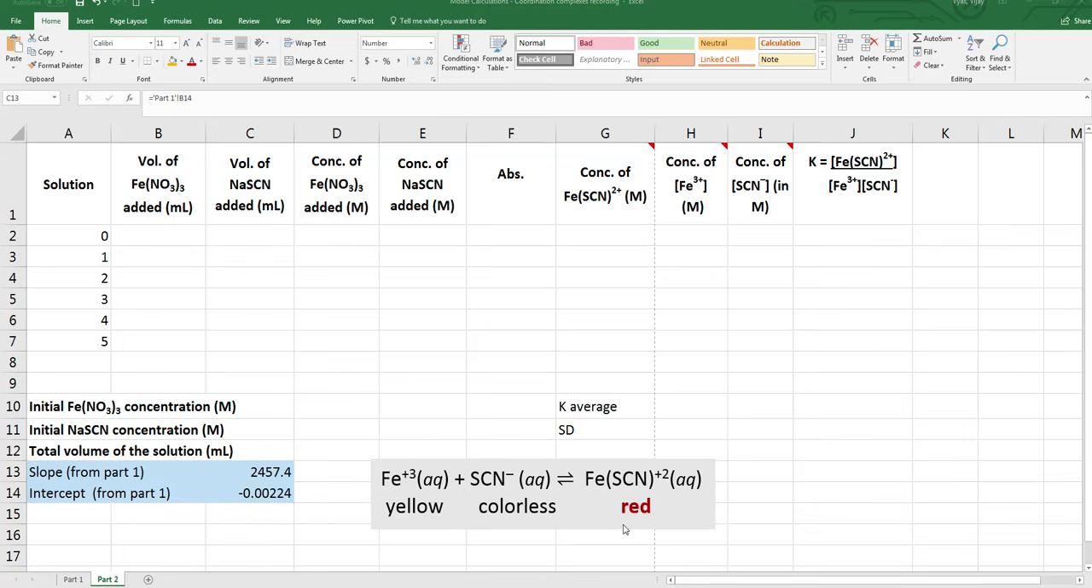So this part involves the concentration of all 3 species, your iron thiocyanate and these two, because you have to plug all these to get the equilibrium constant. And in this case, we do not have any limiting reagent, and we start with the same concentration, so 0.002 molar iron and 0.002 molar sodium thiocyanate. And again, our total volume will be 10 ml.